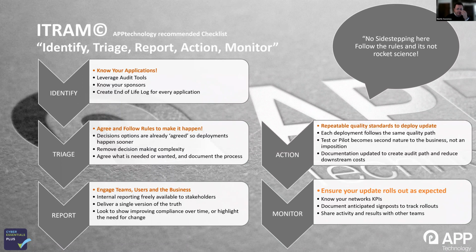Under triage, you need to agree and follow rules to make this happen. Decision options are already agreed, so deployments happen sooner. Everybody knows what that process is. You need to remove decision-making complexity. The rules that you set win when they're within a set parameter of, say, workload and licensing costs, for instance. You need to agree what is needed or wanted and document the process.